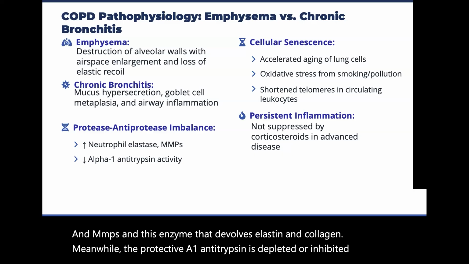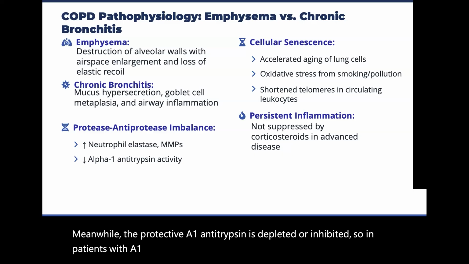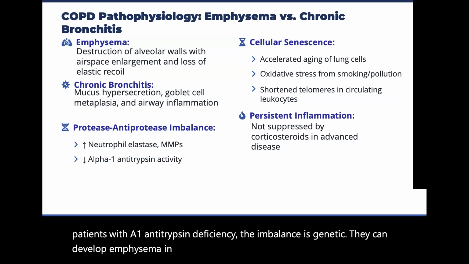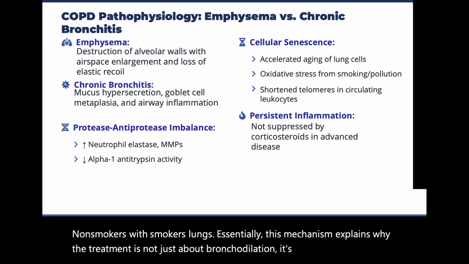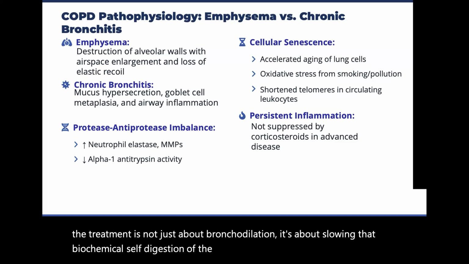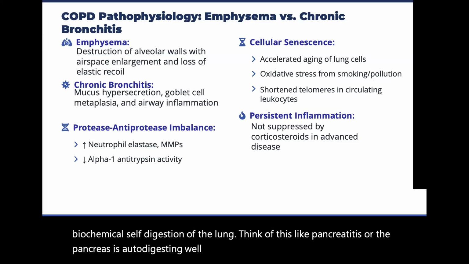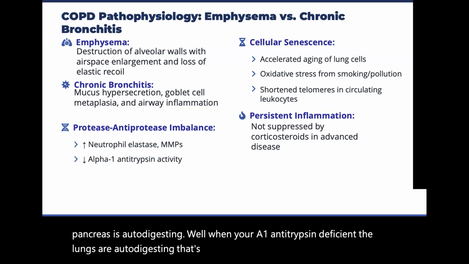So in patients with alpha-1 antitrypsin deficiency, the imbalance is genetic. They can develop emphysema in their 30s. Non-smokers with smokers' lungs, essentially. This mechanism explains why the treatment is not just about bronchodilation, it's about slowing that biochemical self-digestion of the lung. Think of this like pancreatitis, where the pancreas is auto-digesting. Well, when you're alpha-1 antitrypsin deficient, the lungs are auto-digesting. That's what's happening here. There's a cellular sequence that ensues.